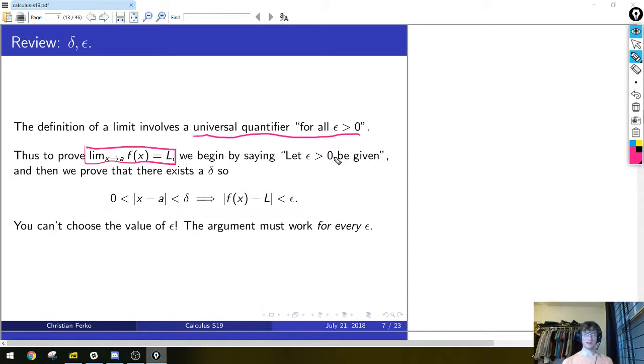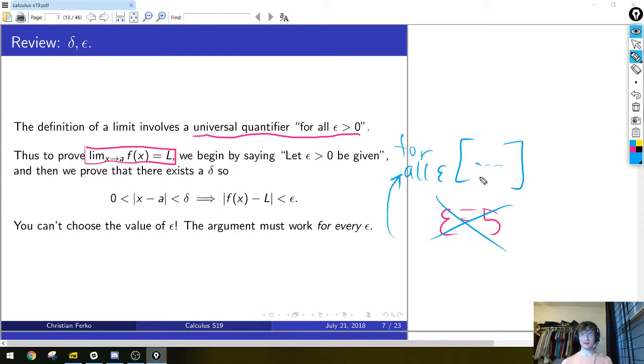So in particular, if you write a proof that starts with saying let epsilon greater than 0 be given, and then in a later step you choose a value of epsilon, like you say epsilon equals 5, then that's not going to work. You can't write that and then at the end of the day wrap your argument in a for loop over all epsilon. Because if somewhere in the argument you chose a value of epsilon, then it's not going to be true that you can iterate over all epsilons, because it only works for one value of them, right? So you can't pick the epsilon. It has to work for all of them.